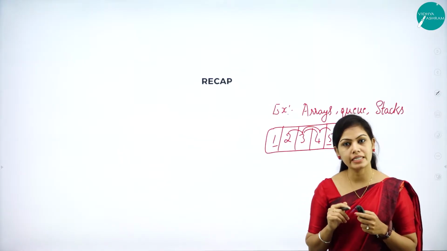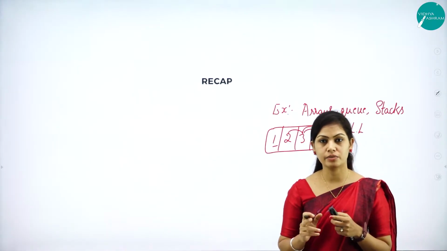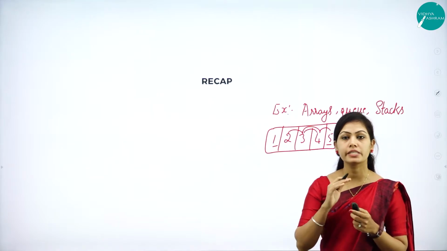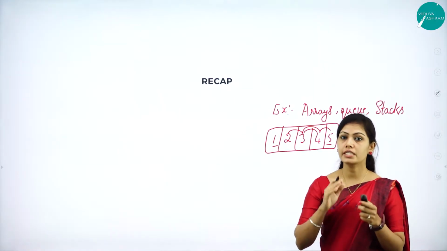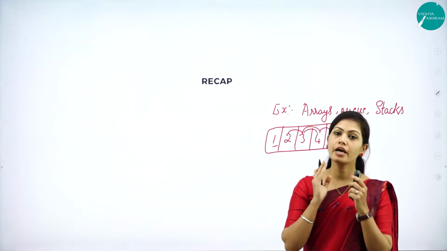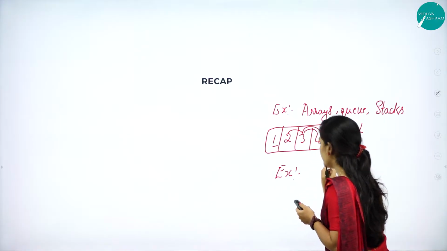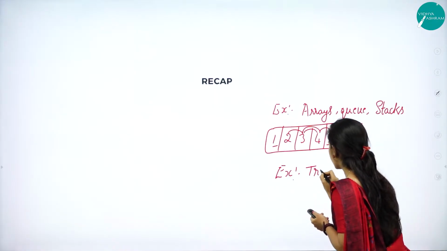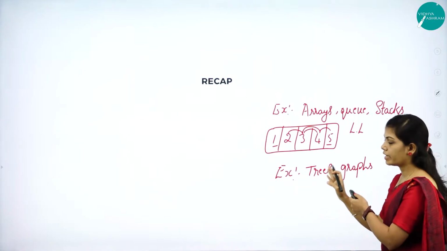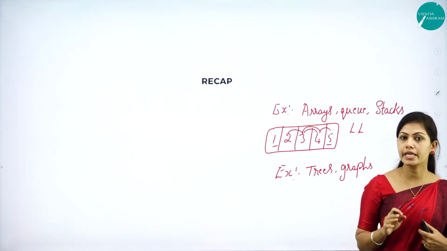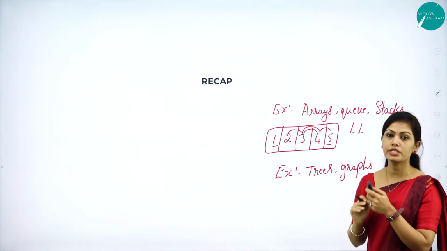And what is non-linear data structure? Non-linear data structures are those which are not linear. The elements are not arranged in a sequential manner, but in a random format, not in a proper order. Examples for non-linear data structures are trees and graphs. They are not in a proper order. The elements are arranged in a random manner. So in linear data structure, all the elements are arranged in a sequential order.